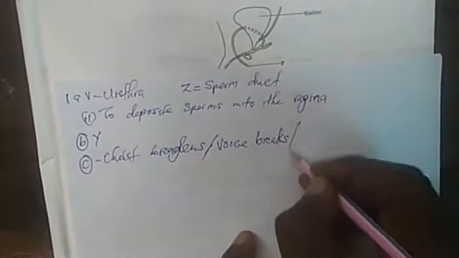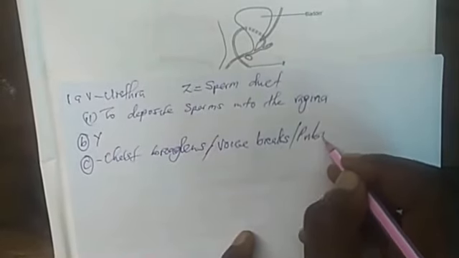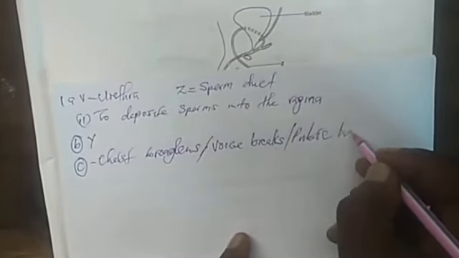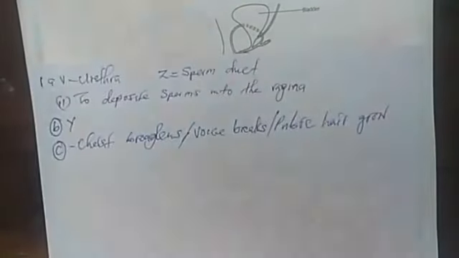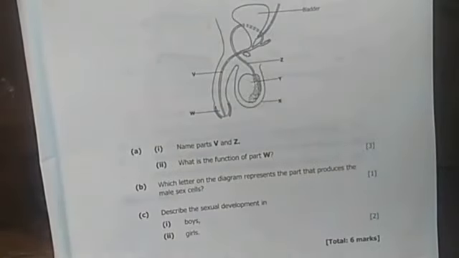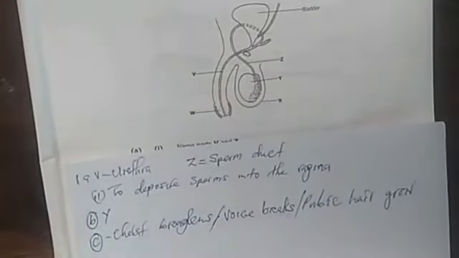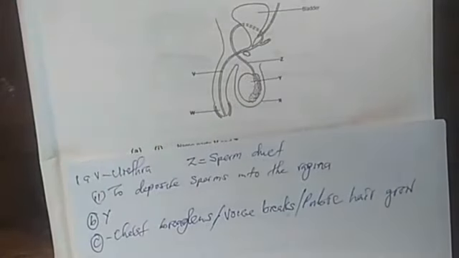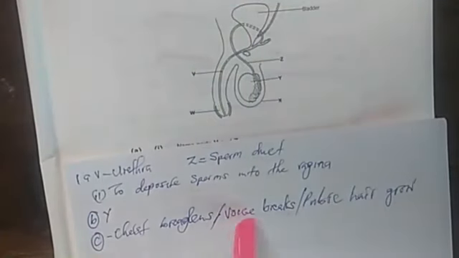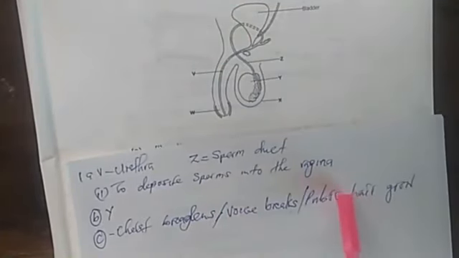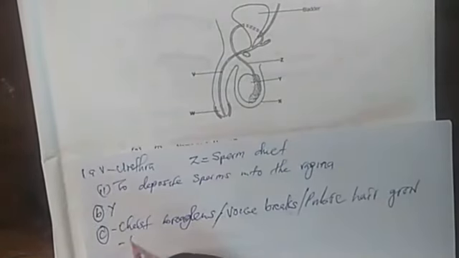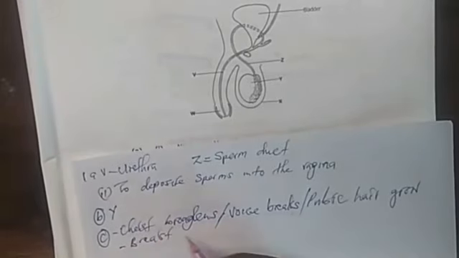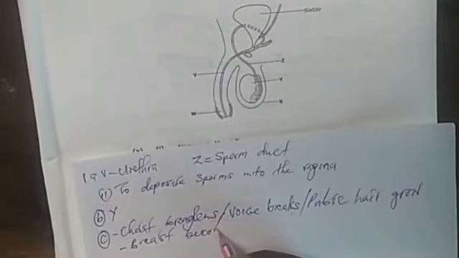Then there's also something like pubic hair grows, so you can pick one of these. Although this one is for both, they didn't say only for boys, so even that one can be correct. It's correct, because they didn't say only for boys. So this happens for boys, but this can also happen to girls. Okay, now what happens to girls only is the breasts become big.